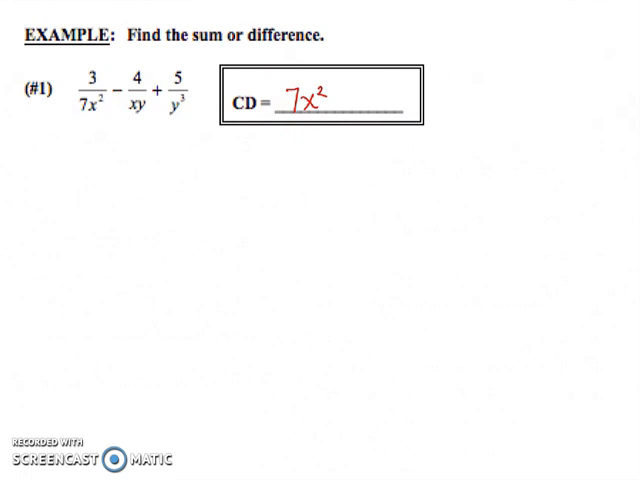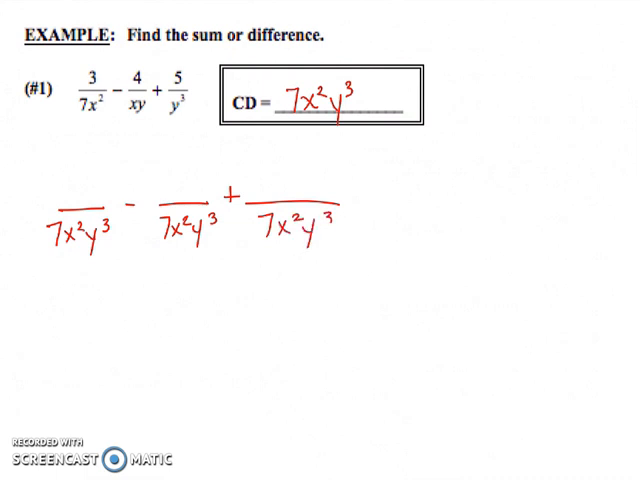Second denominator has a y. Third denominator has a y cubed. So I'm going to need at least a y cubed in my common denominator. So now that I know that, I'm going to rewrite this problem as 3 new fractions. And they're all going to have 7x squared y cubed as their denominator. And then it's just going to be my job to figure out how I need to change my numerators appropriately.